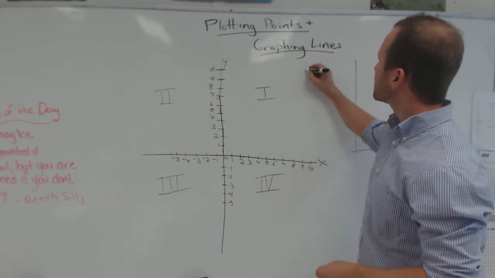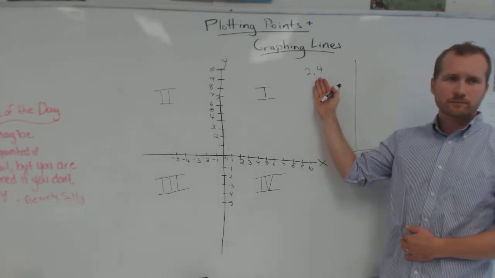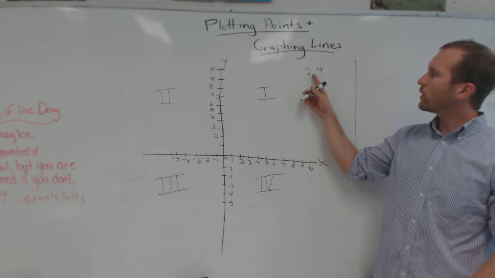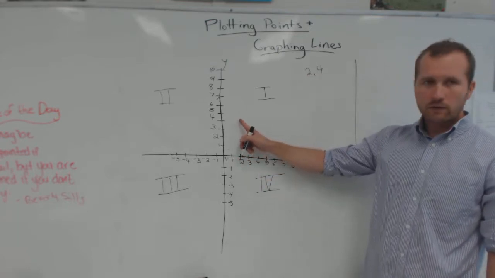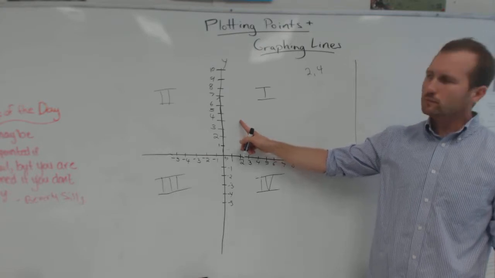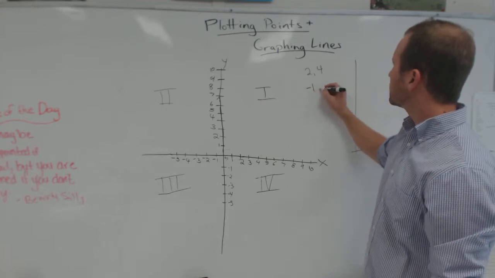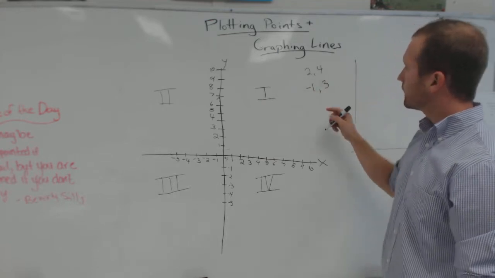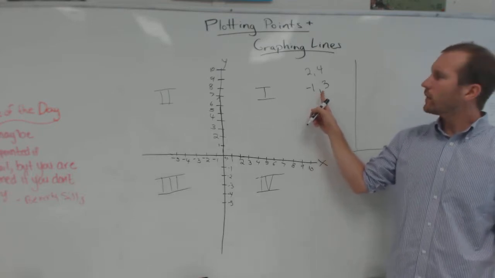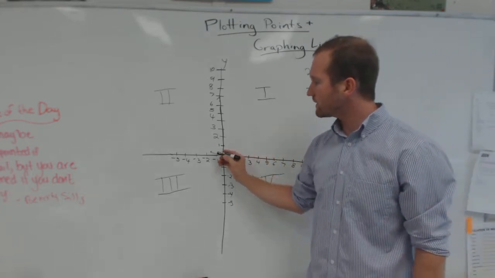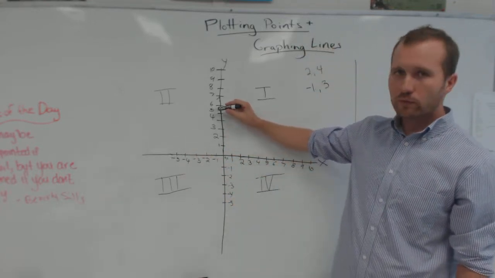If I had a point like this, (2, 4), which quadrant is that going to be in? Quadrant 1, because both numbers are positive. So I'm going to go over 2, up 4. That would be my point. What if I had a coordinate like this, (-1, 3)? Which quadrant would that be in? Quadrant 2. My x is negative, so I'm moving this way. But my y is still positive, so I'm moving up.